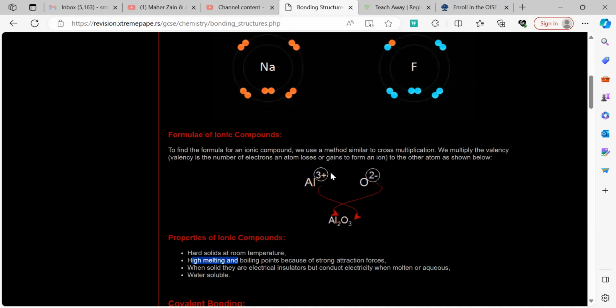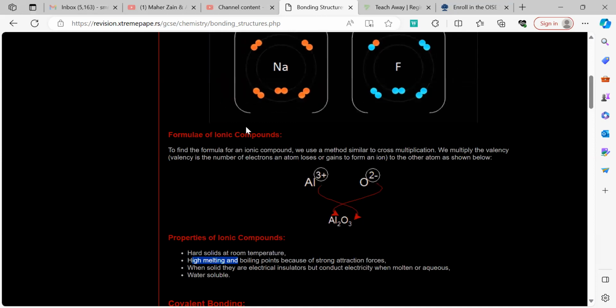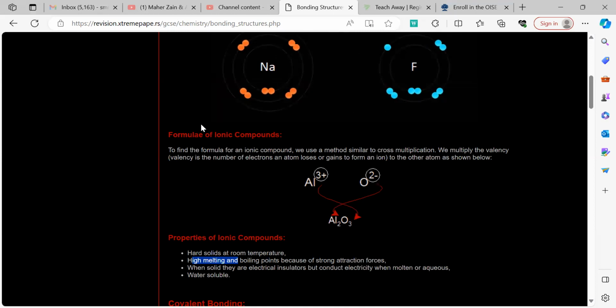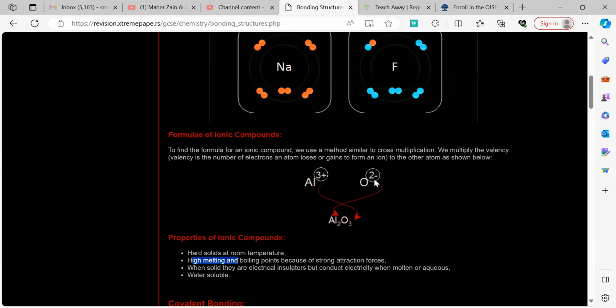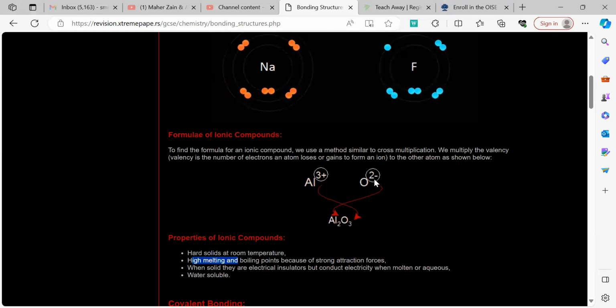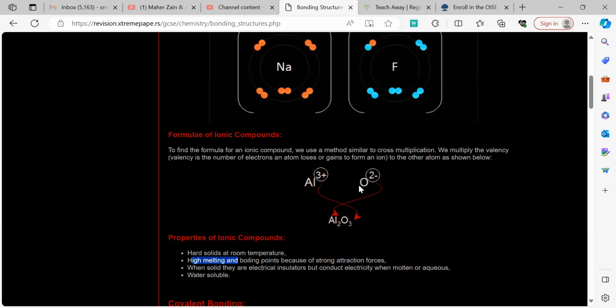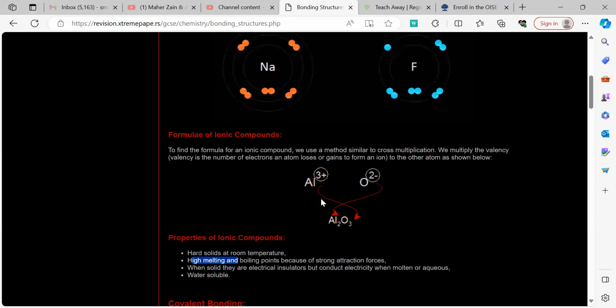Now, in this example, when writing the chemical formula of ionic compounds, the charges written over there, +3 and -2, are the superscripts of the relevant ions. So when writing the chemical formula, we basically cross the charges over. For example, the 3 goes over to the oxygen atom and the 2 goes to the aluminum ion. So it is written as Al2O3.